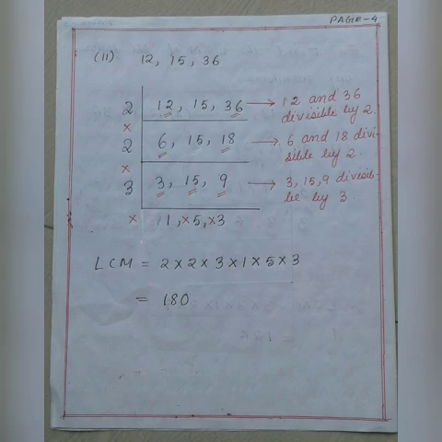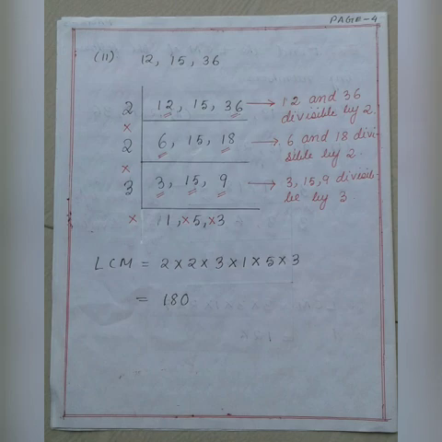Again, I have to check if any two numbers are divisible by 2 or not. Yes, 6 and 18 are divisible by 2. So I have divided 6 and 18 by 2. I got 3 and 9. 15 is not divisible by 2, so I have written 15 as it is. Now I have got 3, 15 and 9 in the third row.